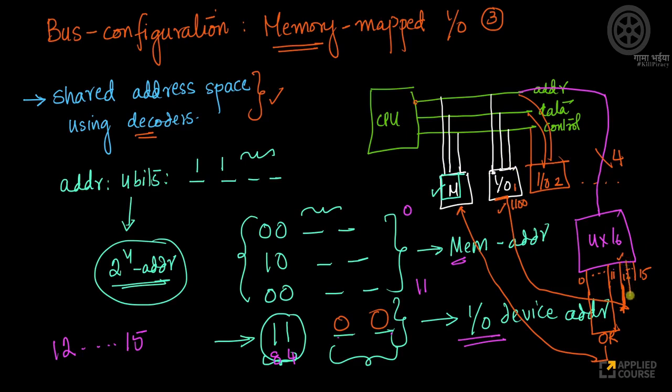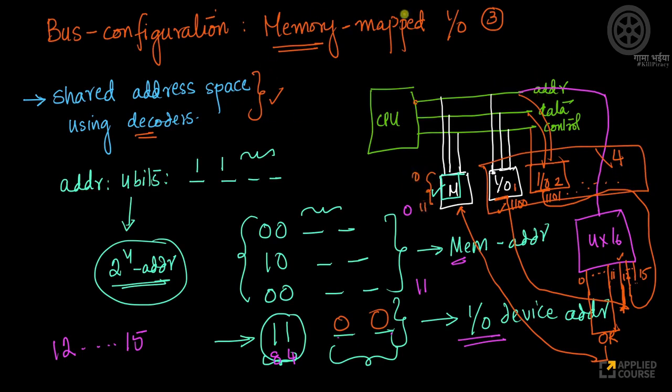Similarly, output 13, I'll connect it to my IO device 2. So this will correspond to address 1101, and so on and so forth. I could have at most 4 IO devices here, corresponding to pins 12, 13, 14, 15. But my memory can only have values from 0 to 11, even though my address is 4-bit.